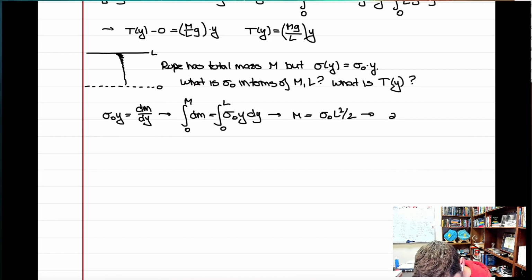Or that 2 times M over L squared equals sigma naught. Indeed, it seems like it has units of mass per length squared, as it must in this case, so that the units work out. Again, units do not lie.